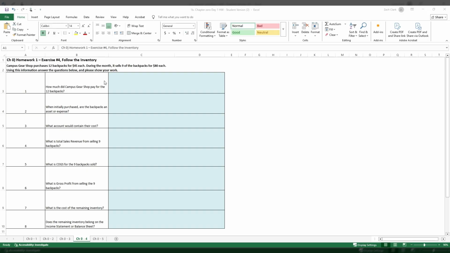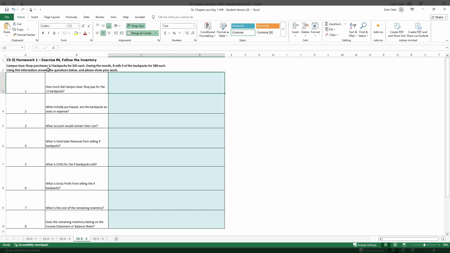So let's get started. Number 1 asks, how much did the campus gear shop pay for those 12 backpacks? Maybe the first thing to mention is that this is a merchandiser. We are buying finished backpacks. The manufacturer would have been the company that actually made those backpacks. So we are the merchandiser, reselling these backpacks, and that's the perspective here.